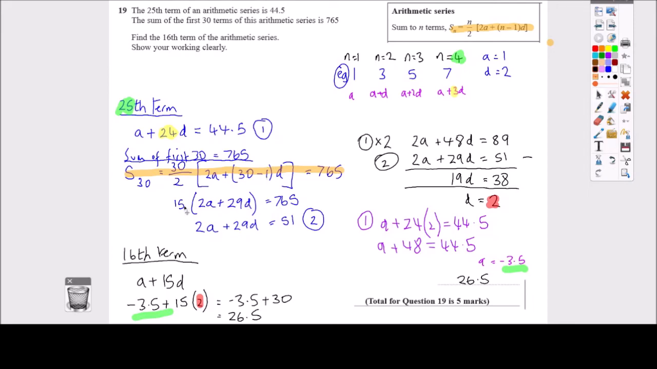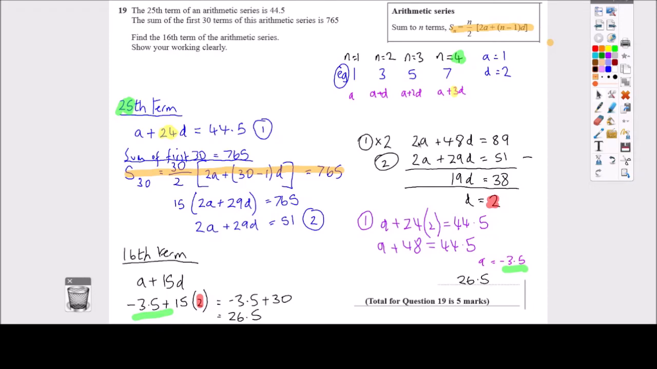I've then gone and just divided both sides by 15 to get 2a plus 29d equals 51. So I've got two equations, equation one up here and equation two down here with two unknowns. So I've got a simultaneous equation to solve. You could do it by way of substitution. You can make a the subject and substitute in. I'm just going to do it by elimination.